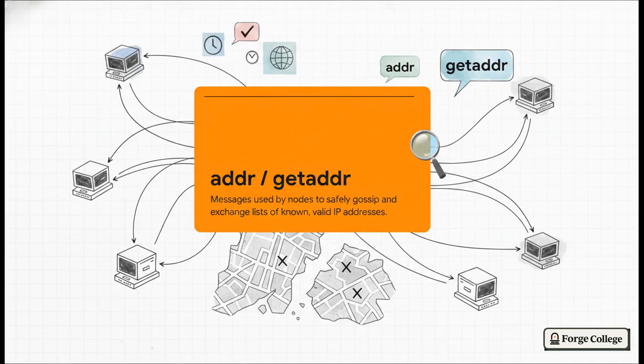Now, it's absolutely crucial to note that nodes are deliberately conservative about this address gossip. They validate timestamps, they check port ranges, and they actually prefer addresses from entirely different subnets. They're actively avoiding clustering so that the network stays decentralized, highly resilient, and essentially impossible to map out or take down.